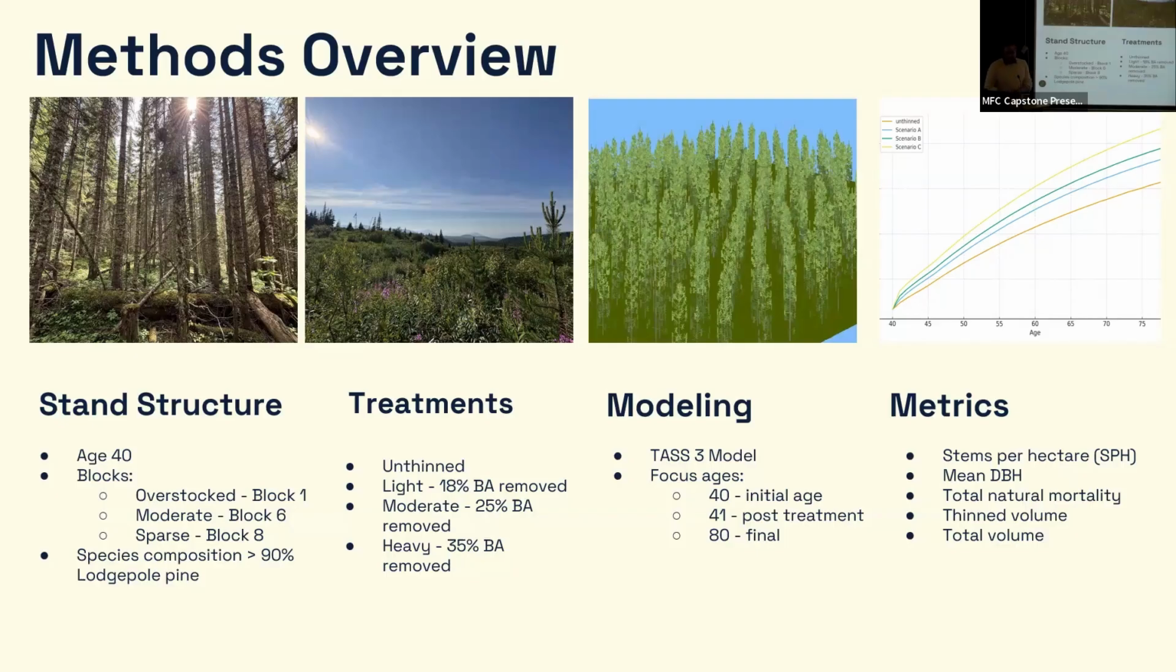Treatments: thinning treatments are typically done based off basal area percentage removed. I used 4 treatments for this: an unthinned control, a light thinning at 18% basal area removed, moderate at 25%, and heavy at 35%. Again, I threw this into a TASS 3 model, and I mainly focused on 3 ages. It projected for the entire period from 40 to 80, but I focused on the initial at age 40, post-treatment at 41, and the final harvesting volume at age 80. It produced metrics such as stems per hectare, average DBH, total mortality, and volume thinned versus total volume.